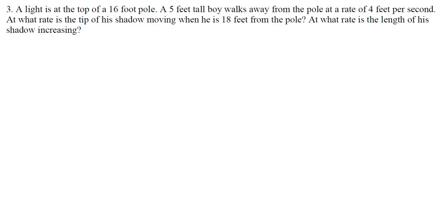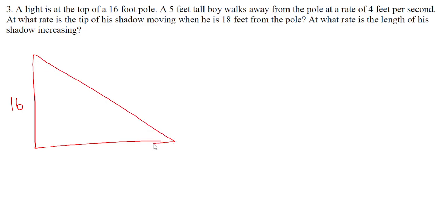So for our next one here, this is kind of a classic problem. We've got a light that's at the top of a 16-foot pole. So here's 16 feet, and there's our light at the top of the pole. And we've got a boy who's walking away from the pole. He's 5 feet tall. I know my scale is not anywhere close to accurate here, but that's fine. And he's walking away from that pole at a rate of 4 feet per second.